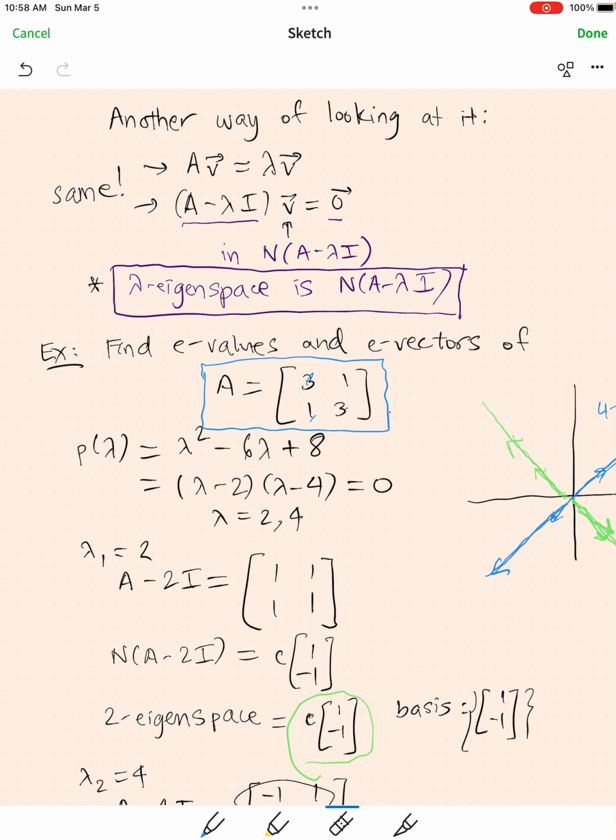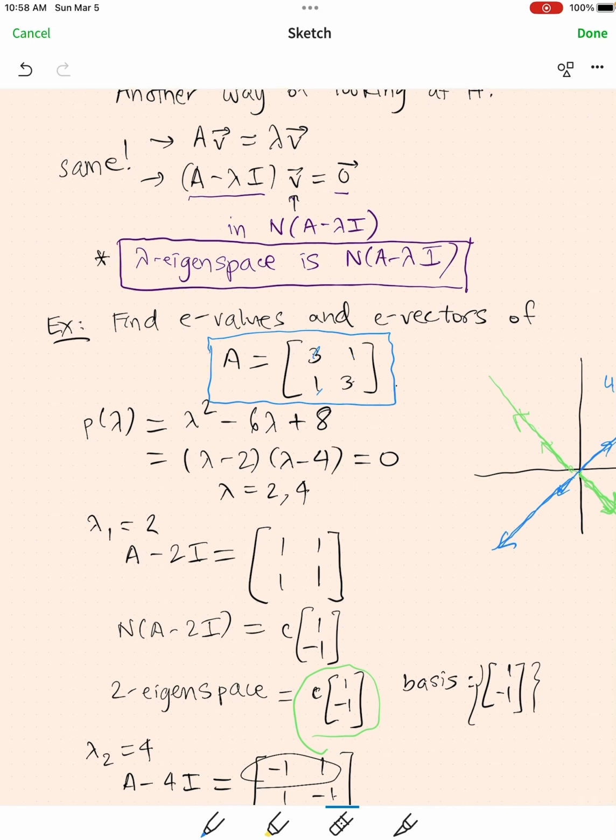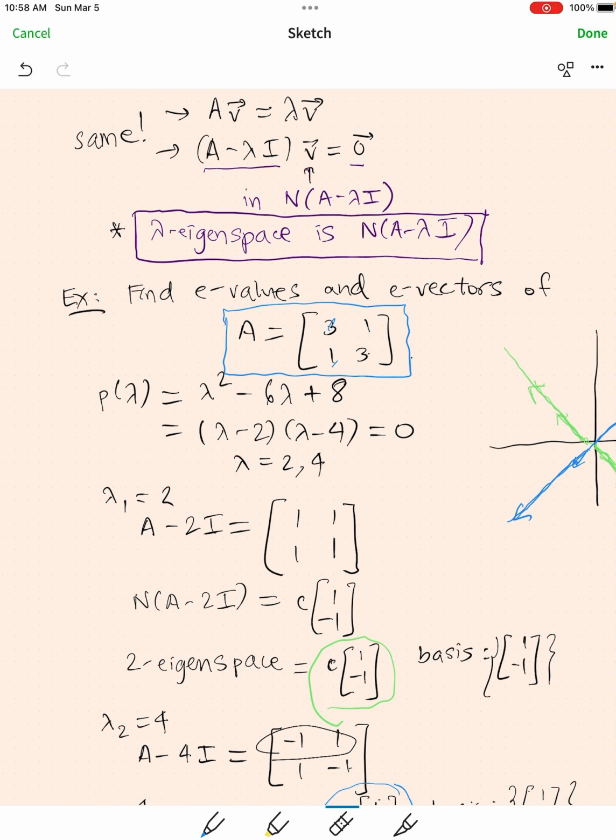And it's actually important to know that this lambda eigenspace is a null space of a different matrix, A minus lambda I, because this fact is used to compute the eigenvectors. And so we looked at this example. I have this matrix 3, 1, 1, 3. The eigenvalues are easy. You just find the characteristic polynomial and then find the roots. And then how do you find the eigenvectors for each eigenvalue?